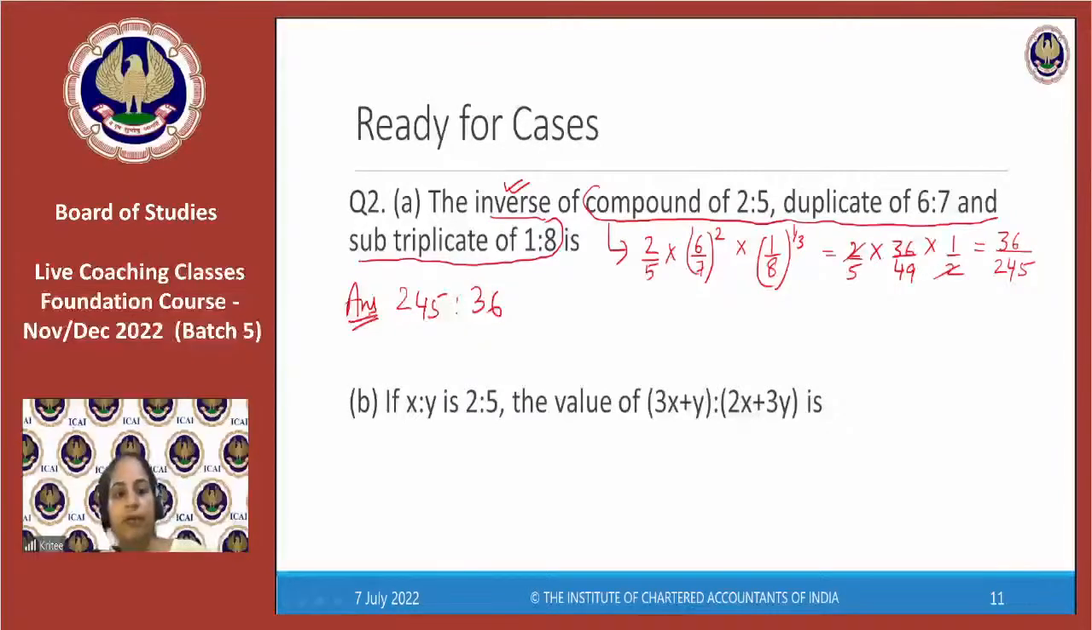Yes, I'm getting some of the answers. I think there are confusions. People are giving me 36 by 245 as the answer. 36 by 245 is just the compound. Remember the inverse. I need to get the inverse of the compound of these ratios. So first you will compound all of them, whatever answer you get, then inverse it. So 245 by 36, those who are giving me 245 by 36, that's the correct answer.